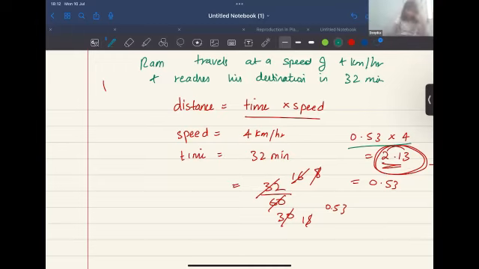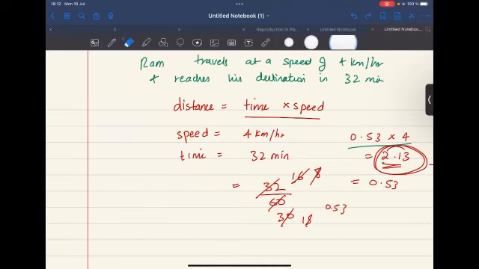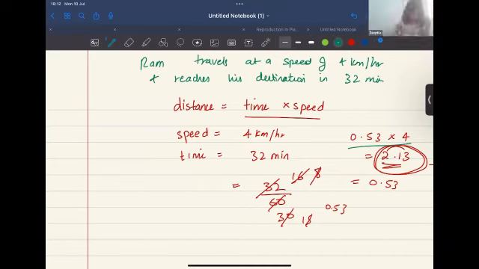Ma'am, we have to find the distance, right? Yes. I actually think what you did is correct. Can you just tell me what you did? I just multiplied 4 into 32. Oh, okay. Can you do it once? Got it. So this is the correct answer, actually. 4 into 32 is wrong because you forgot to convert.